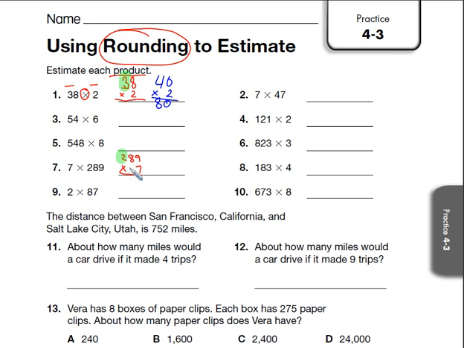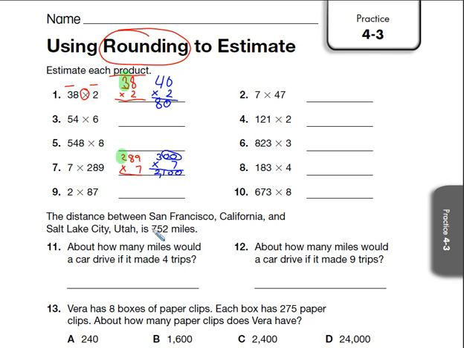Okay, over here on number 7, 289, we would round that up. 289 is closer to 300. So we're going to round it up to 300 times 7. And you should be able to do this in your head. 7 times 3 is 21. And since it wasn't 7 times 3, it was 7 times 300, we want to make sure we add those two zeros to the end. So our estimate is 2,100.